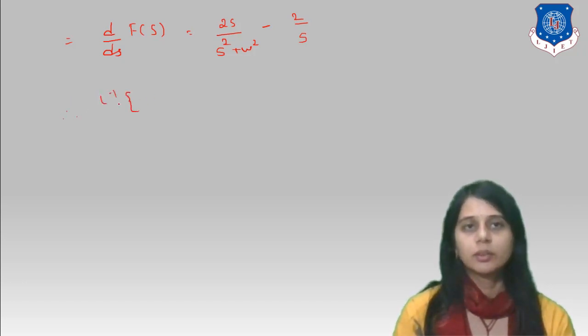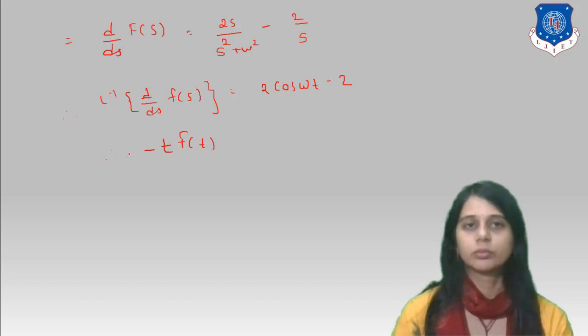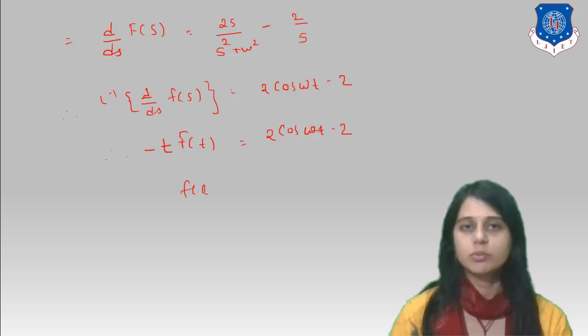Apply Laplace inverse on both the sides. Okay, so what is the Laplace inverse of d by ds of F of s? It is minus t f of t. So it is 2 cos omega t minus 2. Taking f of t as the subject, we get (2 minus 2 cos omega t) upon t as the answer.